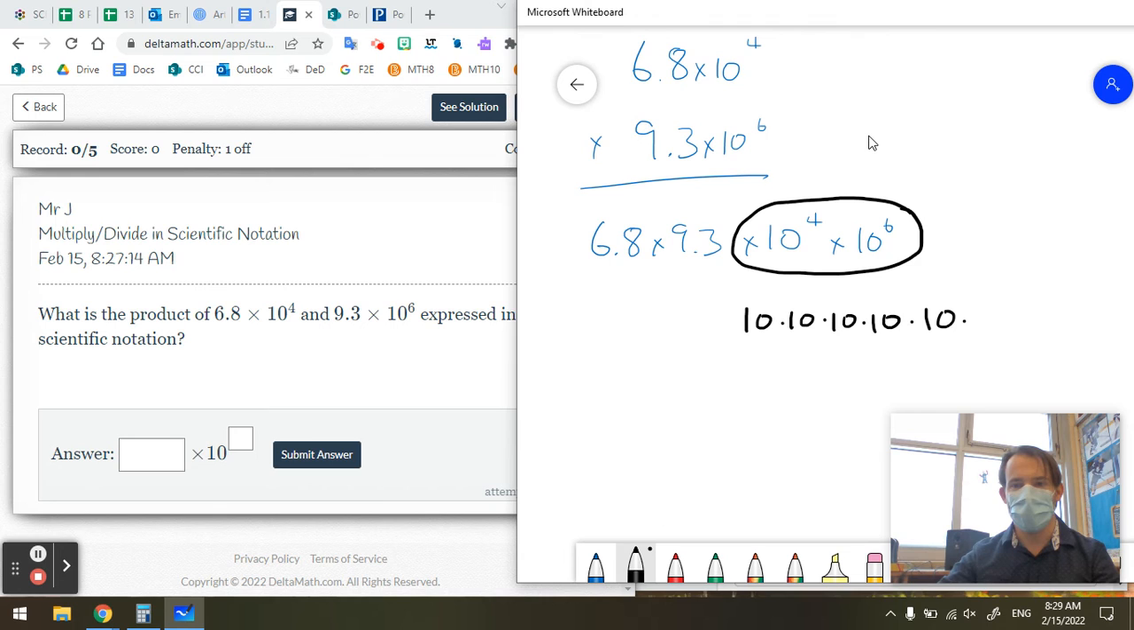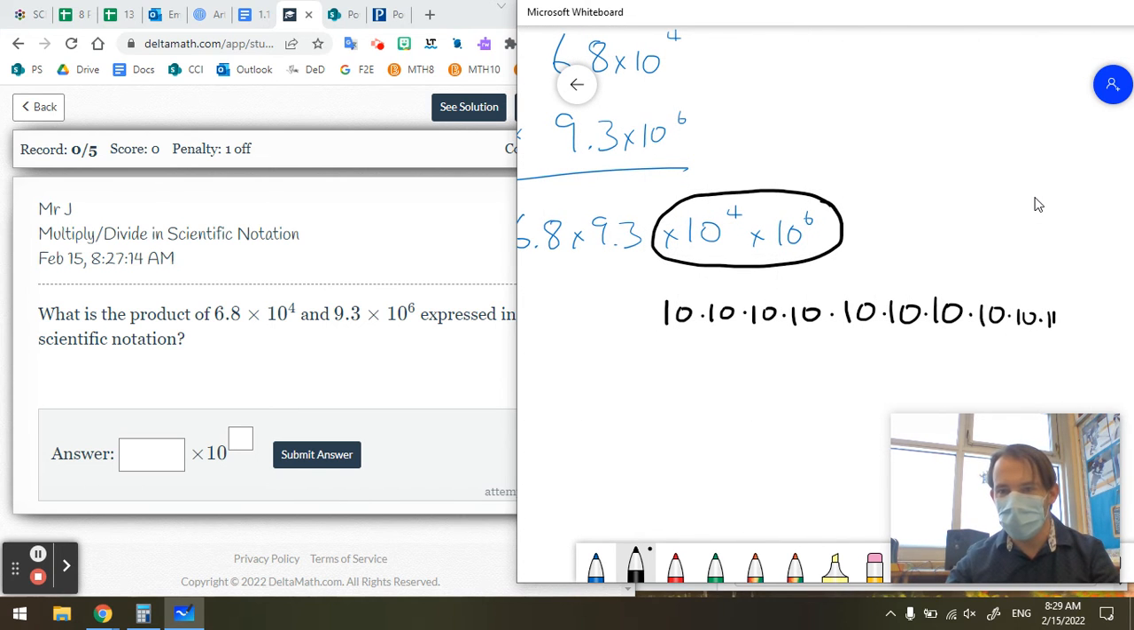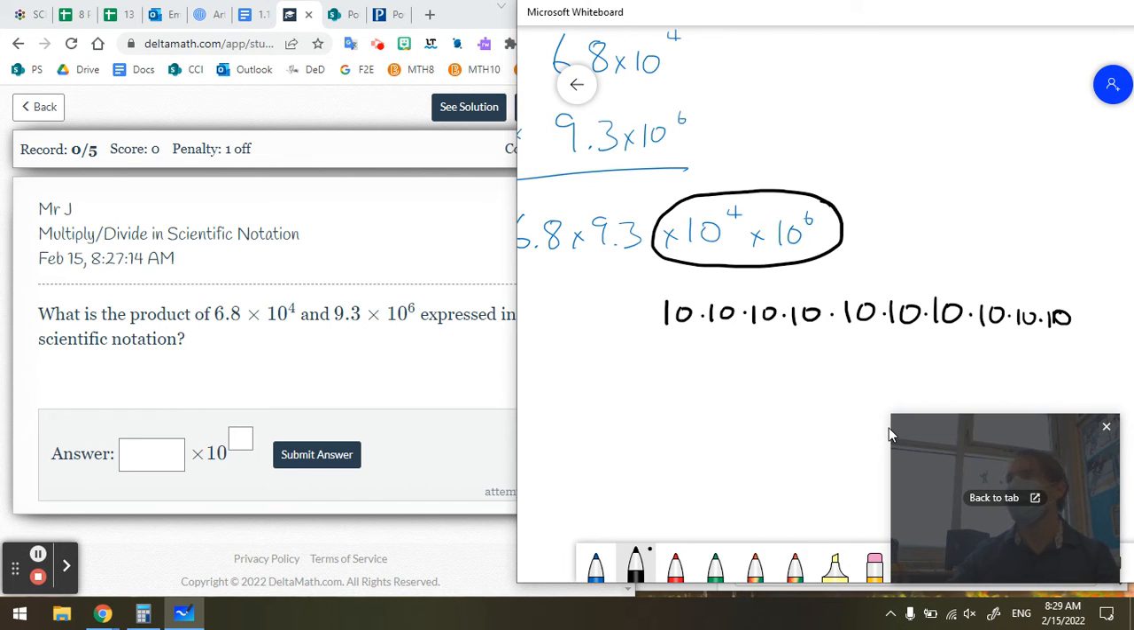So 10 times 10 times 10 times 10. How many did I get? 1, 2, 3, 4. I need two more. Times 10 times 10. So there is my 10 to the 4 times 10 to the 6. Oh, I have an 11 there because I ran out of space on my page. There. So how many 10s did I multiply to get 10 to the 4 times 10 to the 6?